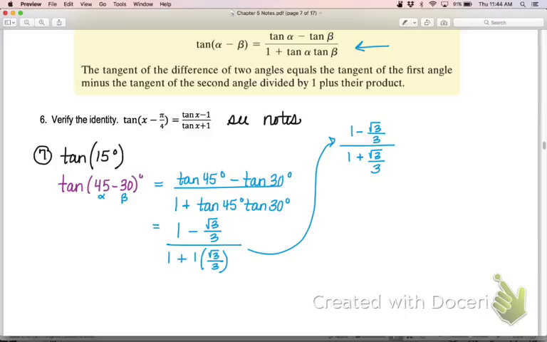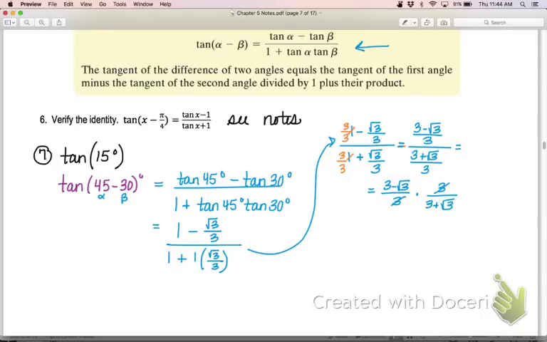So let's start first on our common denominators. 1 is going to be 3 over 3. So we can get that common denominator pretty quickly. This is going to be equal to 3 minus the square root of 3 over 3 divided by 3 plus the square root of 3 over 3. And then if we keep, change, flip, I'm going to put this down here actually, we're going to have 3 minus the square root of 3 over 3 times 3 over 3 plus the square root of 3. There's a lot of 3's.